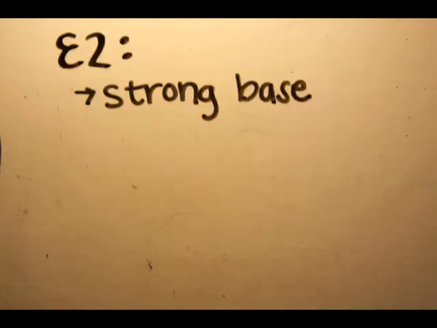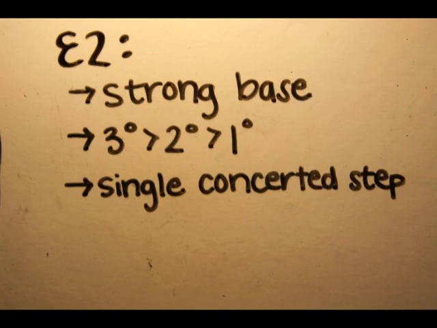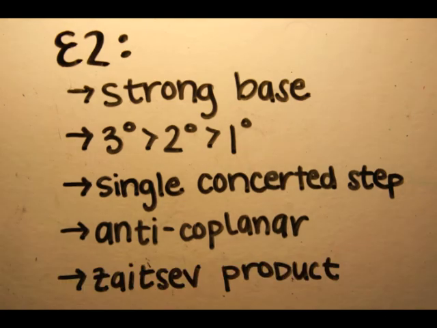To recap, for E2 reactions, use a strong bulky base. Sterics help drive E2 reactions. It is a single concerted step and happens in the anticoplanar conformation. And then finally, Zaitsev products are favored.